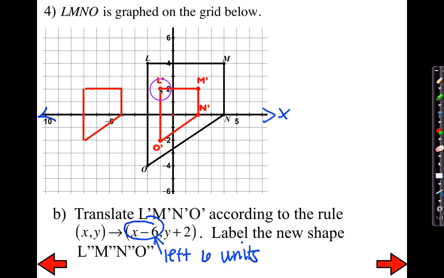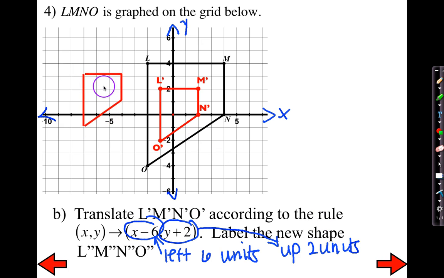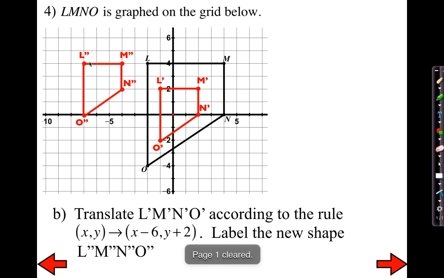Okay, so if you didn't see, it moved from L prime to L double prime here. 1, 2, 3, 4, 5, 6. Okay, now we're going to go ahead and interpret y plus 2 as being, okay, well, y is the motion of up or down. Since it's a positive 2, that means it's going to go up 2 units. So from here, we're going to go up 2 units, and there is our new location. So that's it for part B.